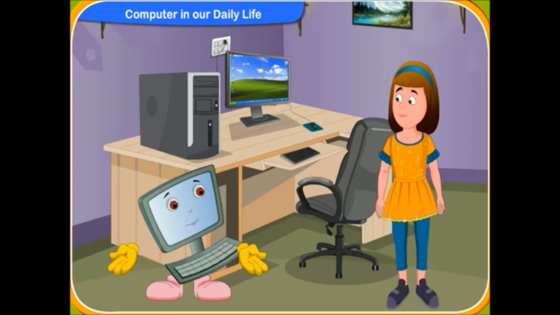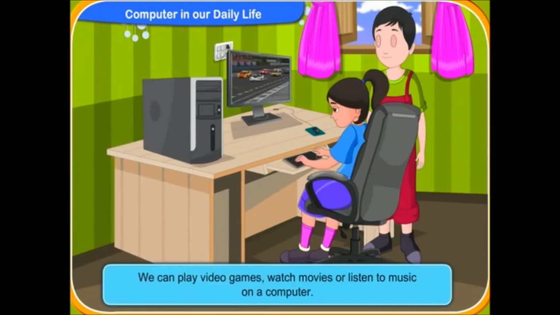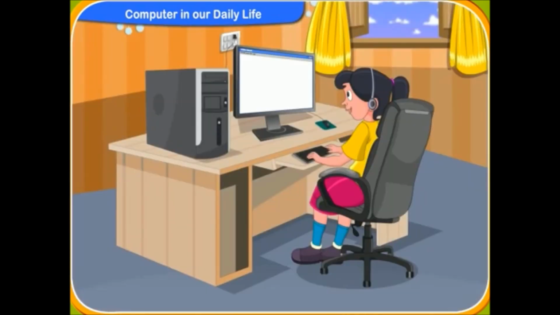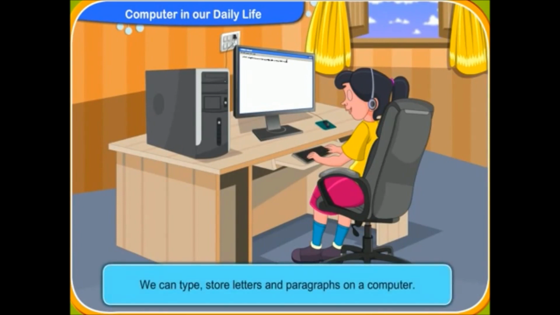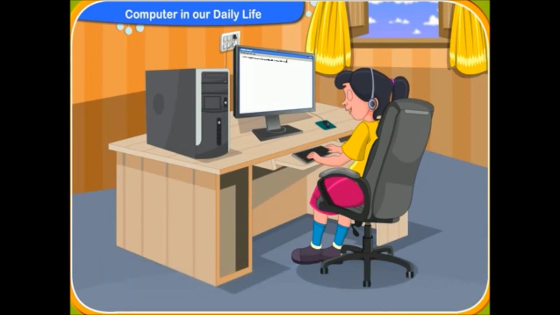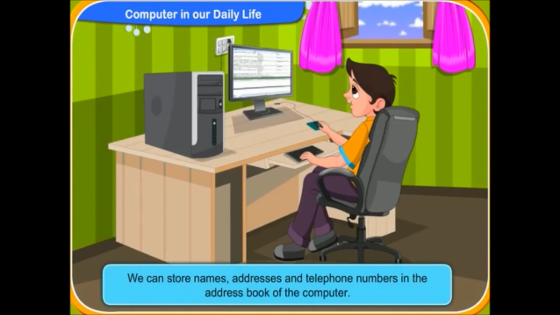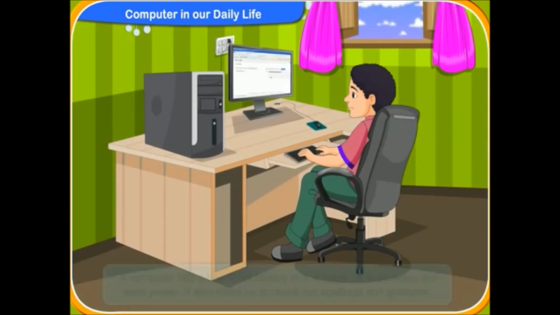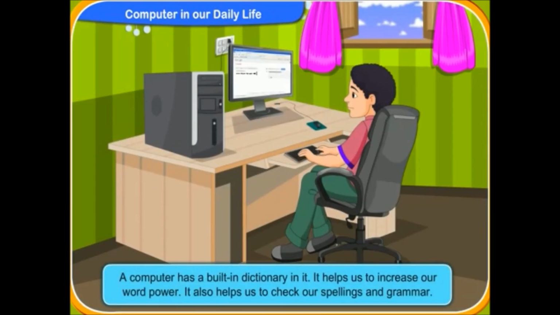I'm sure you know by now that we can play video games, watch movies, or listen to music on a computer. Yes, Kliko. Beside these activities, we can type, store letters and paragraphs on a computer. Why do we need to store things in a computer, Kliko? We store names, addresses, and telephone numbers in the address book of the computer so that we do not forget them.